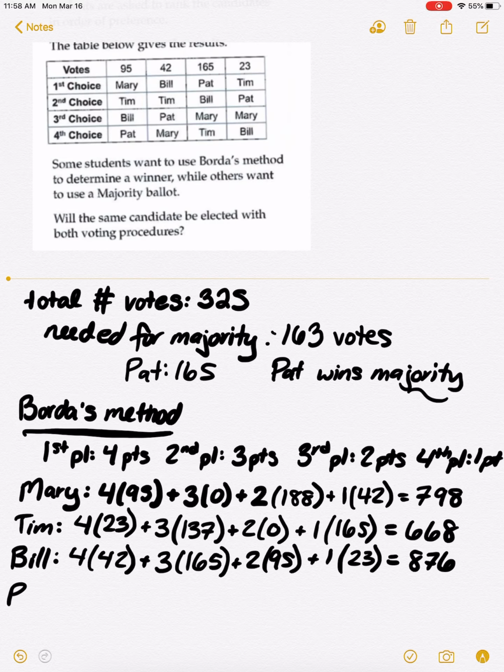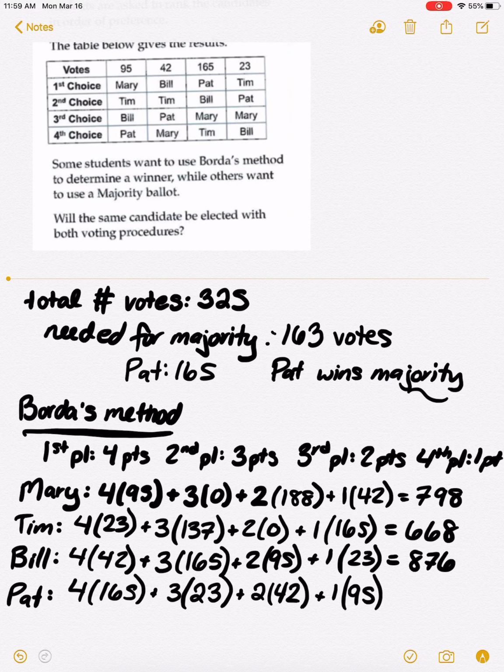And finally, Pat, our big contender. She's got 165 first place votes. She has 23 second place votes. She has 42 third place votes, and she has 95 fourth place votes. That gives her a total of 908 points. Notice that this is the greatest number of points out of anyone. So Pat wins using the Borda method.